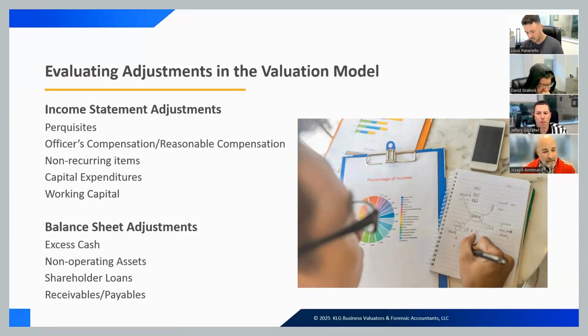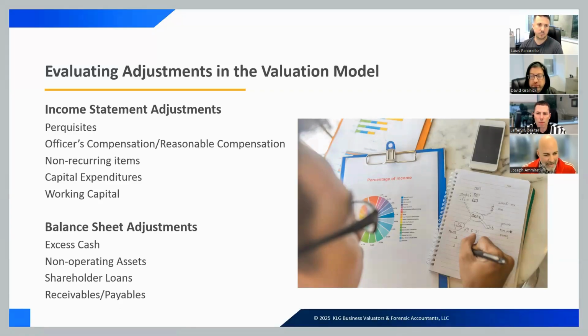Also, are there any non-operating or non-business assets, such as vehicles, the children's cars, but also any real property that might be on there that might need an appraisal? And if there is real property, did the experts consider the market value of those assets in their analysis?